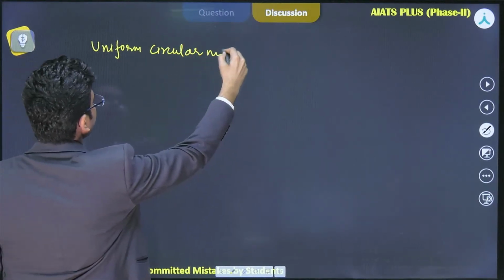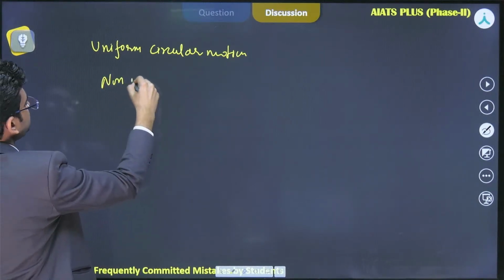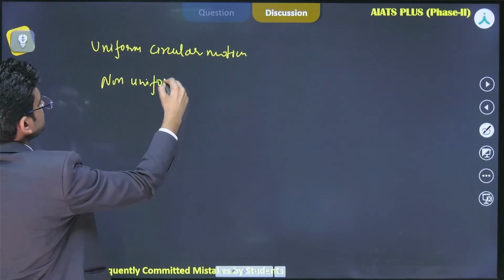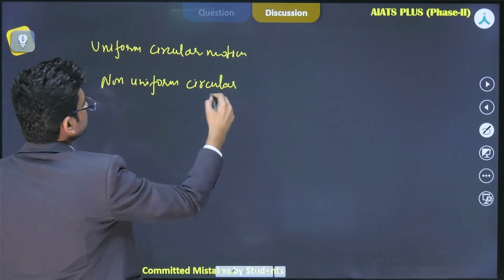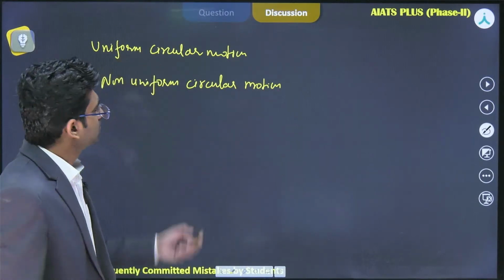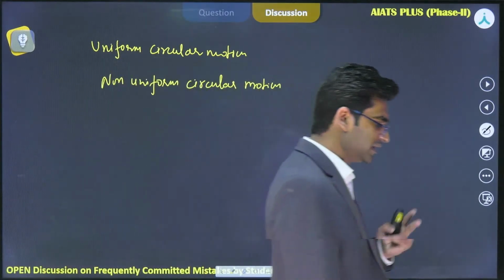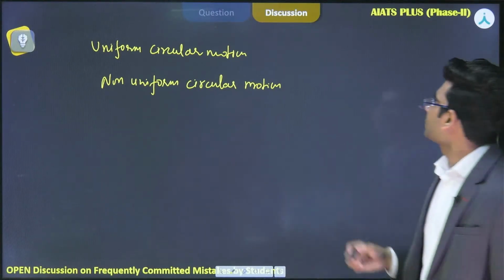What is the name of the other circular motion? That is non-uniform circular motion, right? There are two types of circular motion. One is uniform and the other one is non-uniform circular motion. But in this type of circular motions, we need two kinds of acceleration. So let's discuss the accelerations now.